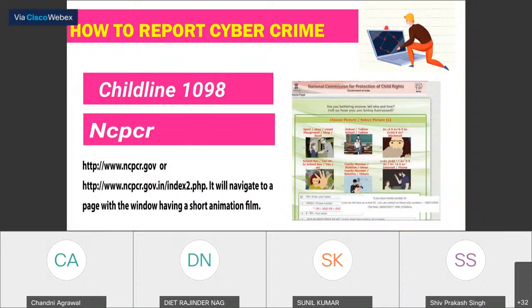So at the end, I will tell you how to report cybercrime. You can share this with your kids. Helpline number is 1098, in case of any kind of crime happening with children. ncpcr.gov also allows them to report any kind of crime happening with them under the Child Right Protection Act.